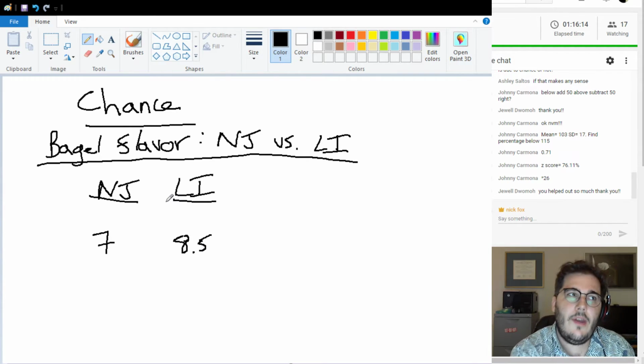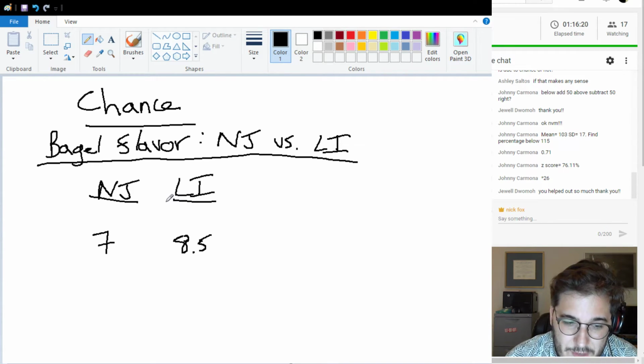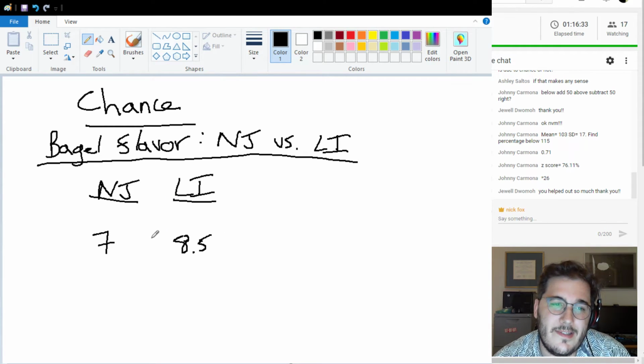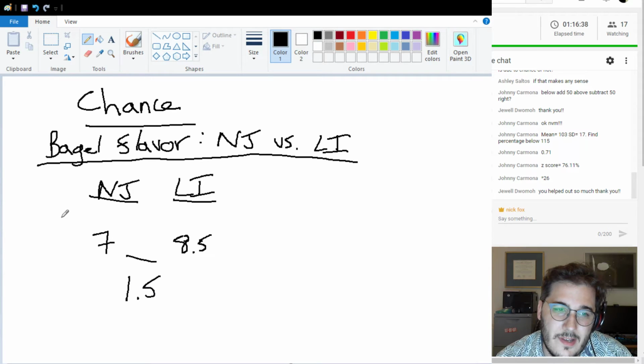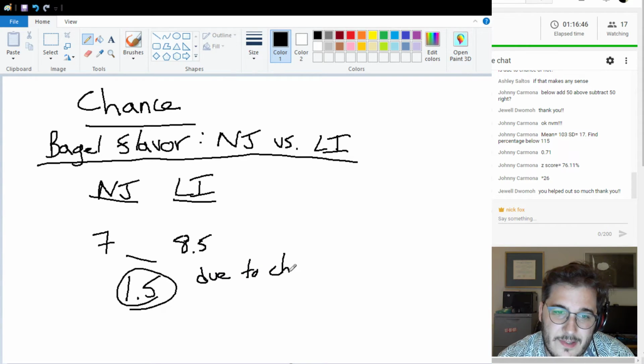Okay, now we know that bagels can range in tastiness from 0 to 10. Like, if you go to some real crappy bagel place on Long Island or in New Jersey, you might get an awful bagel. That's really possible. It's not that every bagel tastes the same. So this difference of 1.5, right? There's a 1.5 difference here between 7 and 8.5. Is this difference just due to chance, which means like a product of normal variation?